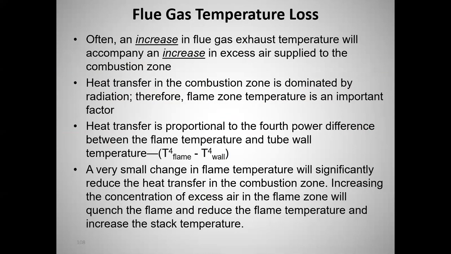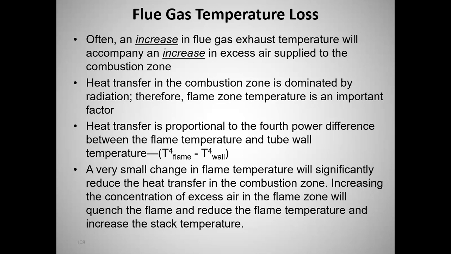Okay, flue gas temperature loss. Here's one that you probably wouldn't figure out on your own. Often, an increase in flue gas exhaust temperature will accompany an increase in excess air supplied to the combustion zone. So think about it. You've got a boiler operating, maybe at 50% load. Something happens and we increase the amount of combustion. Everything else stays the same, still 50% load, but the damper control on the fan goes wacky, and we're putting in more air than we should. That will typically increase the flue gas exhaust temperature.